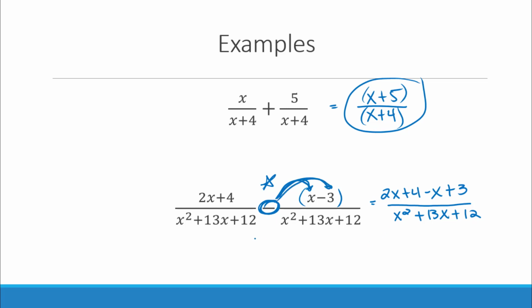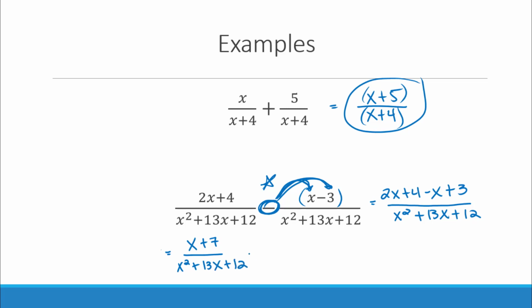Now I can definitely simplify this. I can rewrite it down here as 2x minus x is just x. 4 plus 3 is going to give me 7. And this is all going to be over, let's see, x squared plus 13x plus 12.